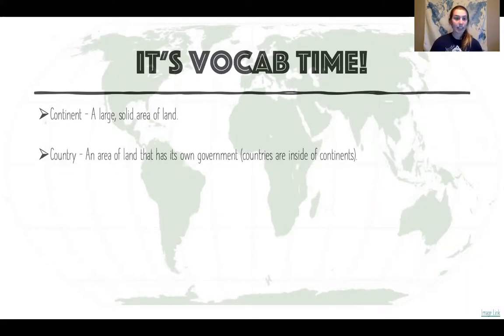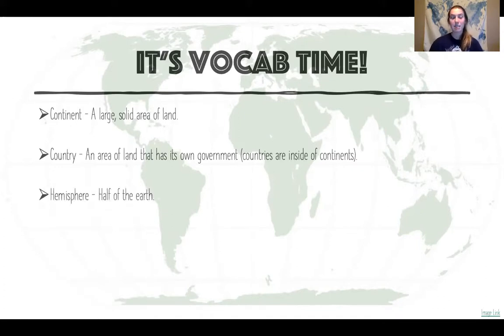Country. Ready? An area of land that has its own government. Countries are inside of continents. All right, so there's a continent and then a country inside of the continent. They make up the continent. So for instance, North America is the continent we live in, the United States, but Canada is also another part of the North American continent.